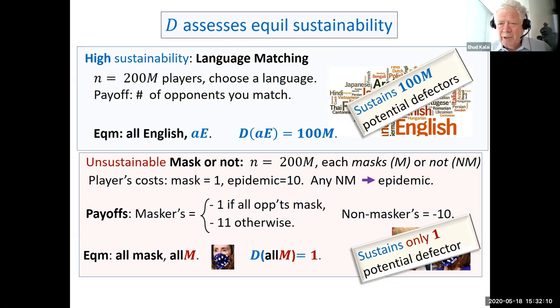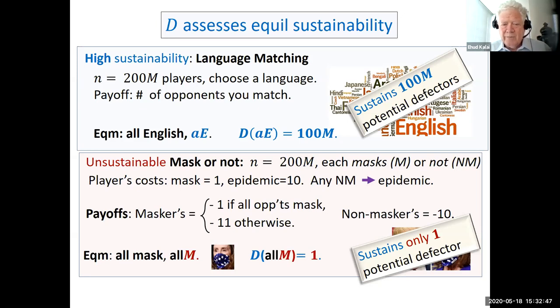But what if some other people don't mask? If I think that some other people are not going to mask, then my best reply is actually not to mask, because somebody else will already bring about the epidemic. Why should I waste my resources on masking? There may be situations where I would choose not to mask. So this best reply, the strong deterrence of defection, no longer holds if there is another possible defector.